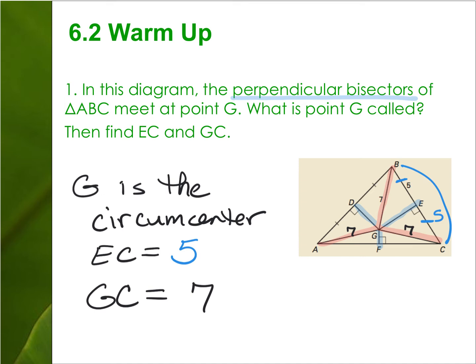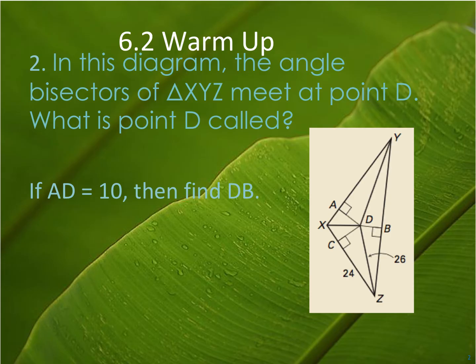Also in 6.2, we learned about the point of concurrency of the angle bisectors, and that'll be the next example. All right. So in this diagram, the angle bisectors of triangle XYZ are all meeting at point D. What is point D called? Well, we learned that the point of concurrency of the angle bisectors is called the incenter. And again, let me highlight the angle bisectors in blue.